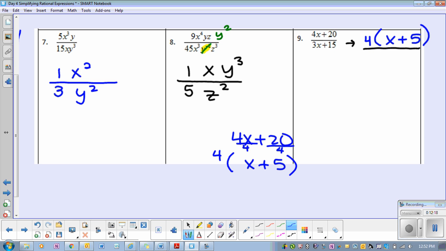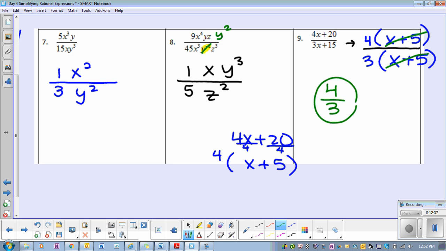This is just going back to regular GCF factoring. And then down at the bottom, 3x plus 15. 3 and 15, the GCF is 3, so 3 times x plus 5. So now look, what can I cancel out? 4 over 3. If you can factor, you must.